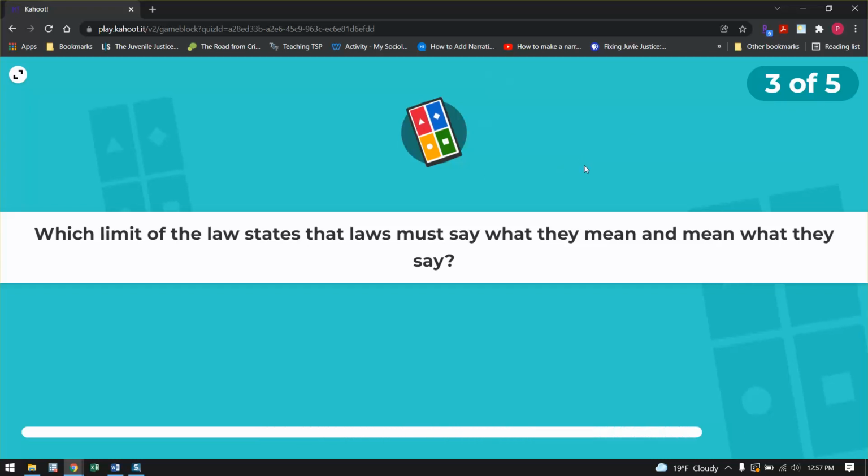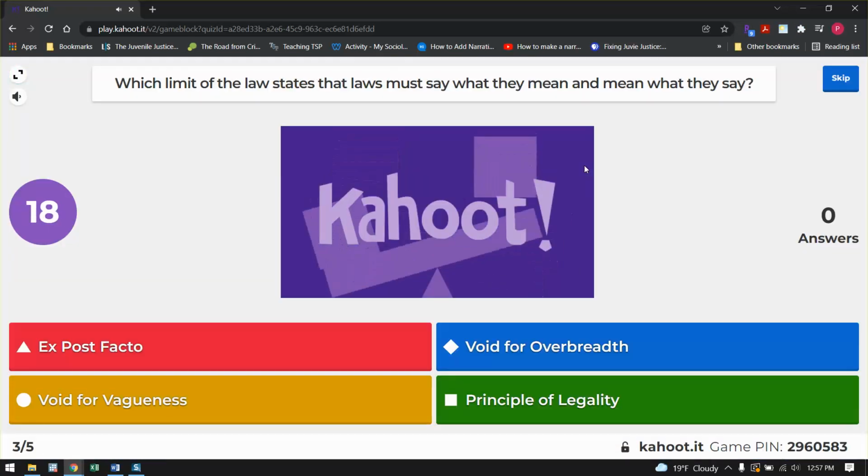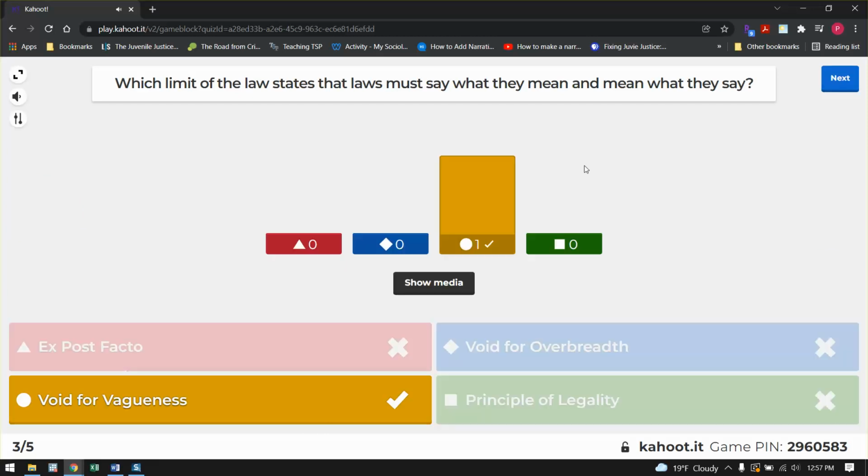Next question is asking you to differentiate between the different limits of the law. And this one is asking which one states that laws must say what they mean and mean what they say. In this case, this is the definition of void for vagueness. The laws must be written in a way that they're easily understandable and only apply to what they say they will apply to.